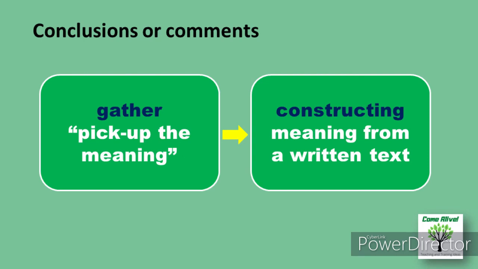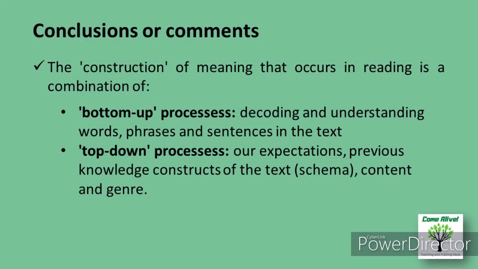Fifth, the construction of meaning that occurs in reading is a combination of bottom-up processes, decoding and understanding words, phrases, and sentences in the text, and top-down ones, our expectations, previous knowledge, and schema of the text content and genre.